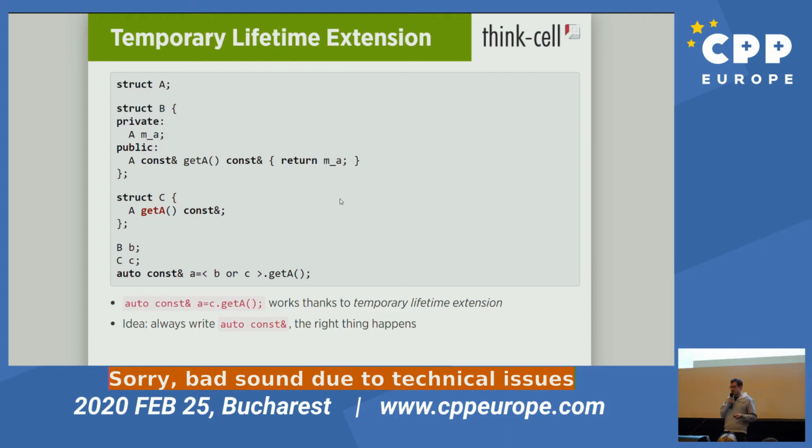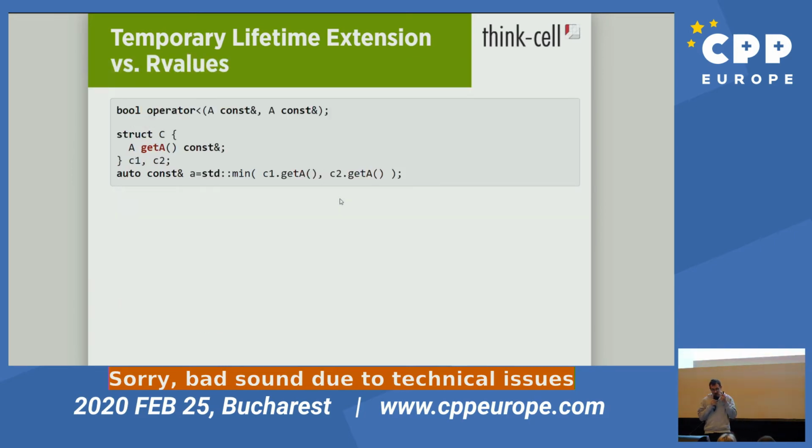Okay. It's okay, thanks to this magic temporary lifetime extension. Temporary lifetime extension is something that was around long before there was auto and long before there were R-value references. It's this ugly corner of C++. The idea is nice: you always write const ref, and it kind of automatically works. Not bad. Let's see.